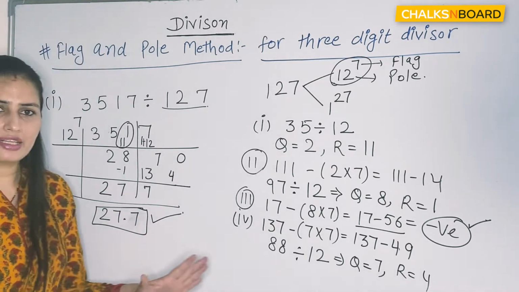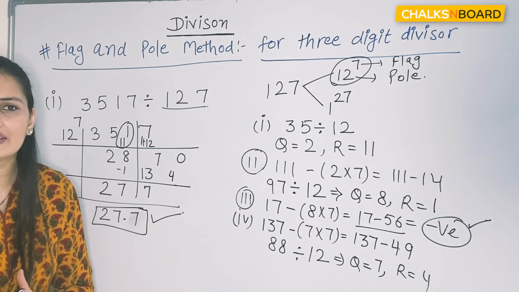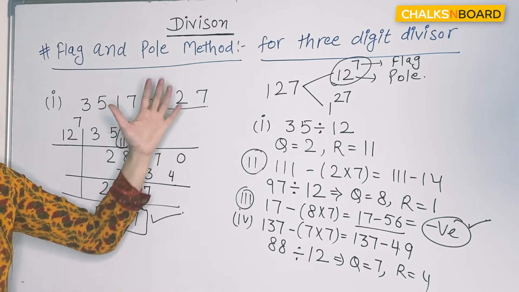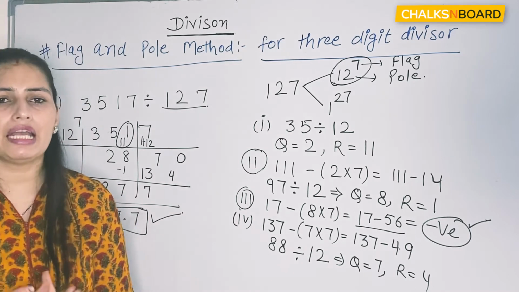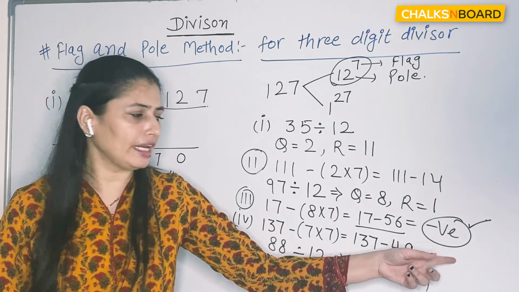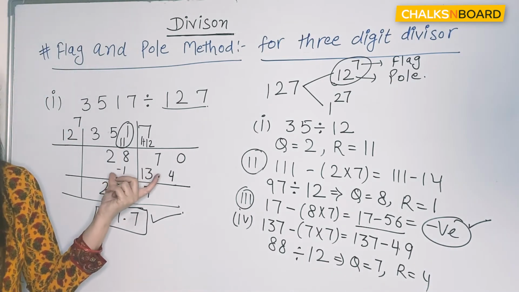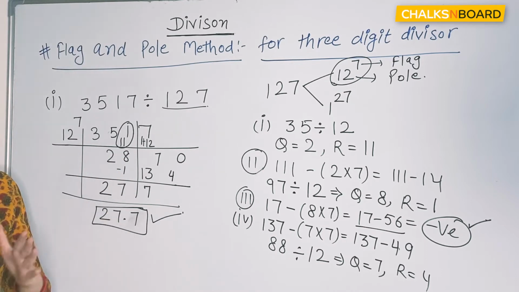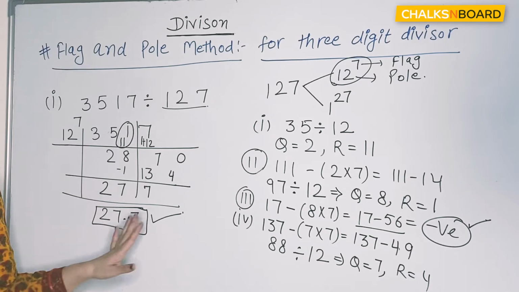So I hope you understood this trick कि हम फ्लैग एंड पोल मेथड को कैसे अप्लाई करते हैं जब हमारे पास डिवाइजर इज 3 डिजिट नंबर है. प्रोसेस आपका सेम रहेगा, सिर्फ आपको इतना ध्यान रखना है कि जब भी आपको सब्ट्रैक्शन के बाद कोई भी नेगेटिव टर्म मिले, वी हैव टू अप्लाई द अल्टर्ड रिमाइंडर हियर, एंड इफ यू वांट यू कैन कंटिन्यू दिस प्रोसेस. और अगर आप चाहते हैं कि डेसिमल्स के बाद सिर्फ आपको एक ही पॉइंट तक आंसर निकालना है, तो यू कैन स्टॉप.